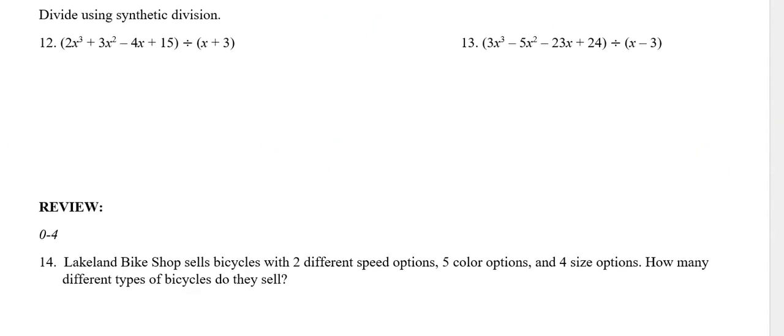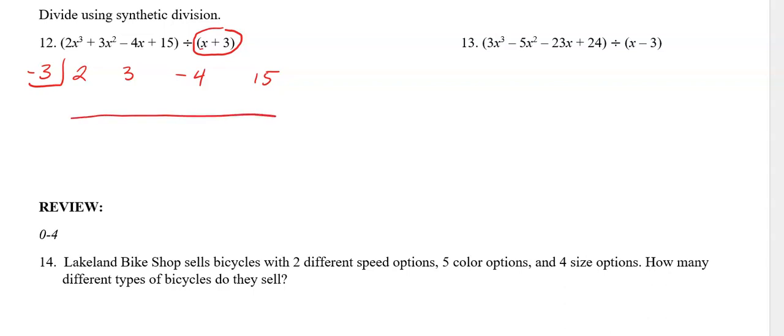The first thing I need to do is observe what number could I plug in for x to make this binomial become 0. That's pretty important because if you choose the wrong number, you're going to get this problem wrong. So negative 3 is the number that I would plug in for x. So that's the number that we say goes in the house. And then to the right of negative 3, I'm going to write 2, 3, negative 4, and 15. The coefficients and the constant of what I'm dividing into.